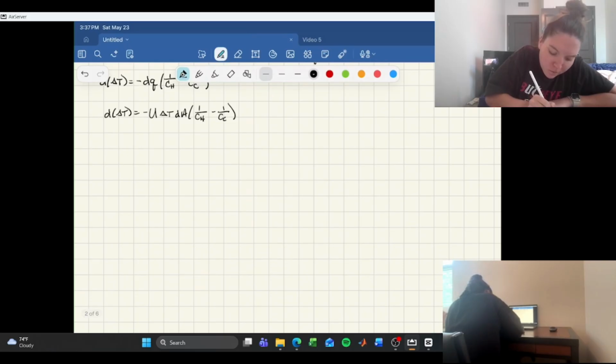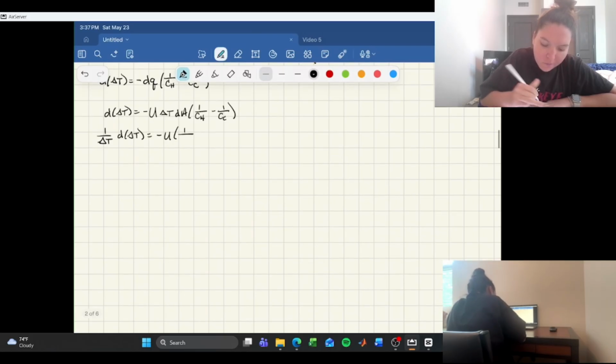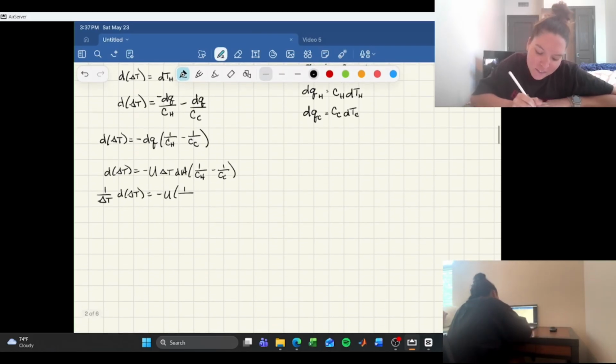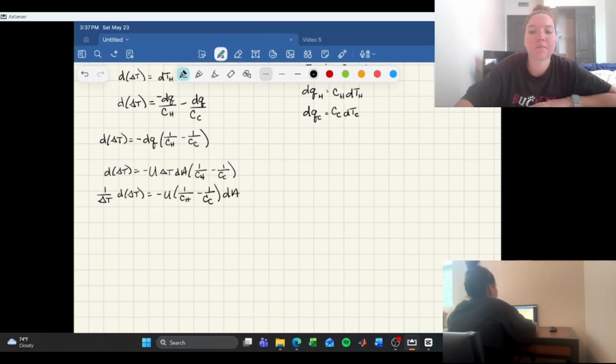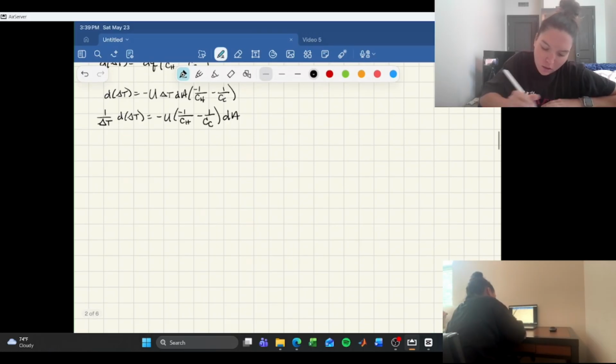So we're going to have 1 over delta T times the driving force going to be equal to negative universal heat capacity coefficient times 1 over, we said, the mass flow heat capacity of the hot stream minus 1 over mass flow heat capacity of the cold stream times dA. And then this mass flow heat capacity of the hot stream should also be negative. And now we can take the integral of both sides.